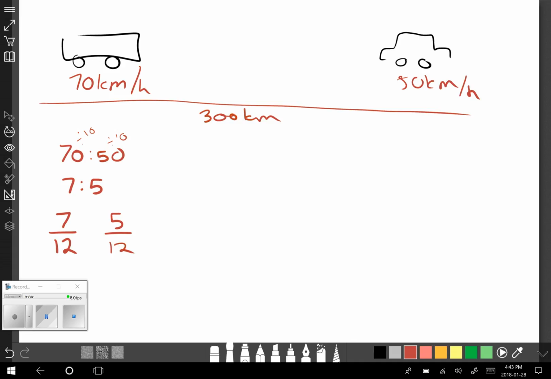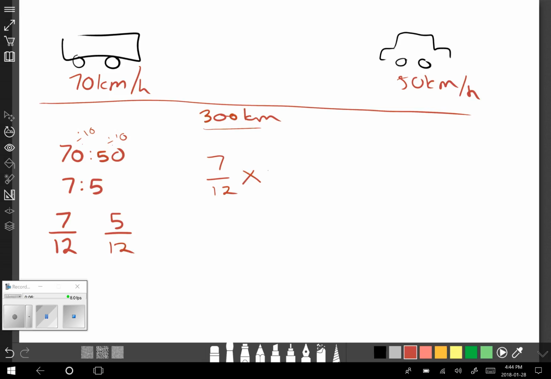So now we know that the bus traveled 7/12 of the distance, while the car traveled 5/12 of the distance. And notice that if you add these two together, you would get 12/12, right? One full distance. Okay, so now we can look at how far that distance that they had to cover was. It's 300 kilometers. So 7/12 of, notice when you see "of" in a problem, it usually means multiplied.